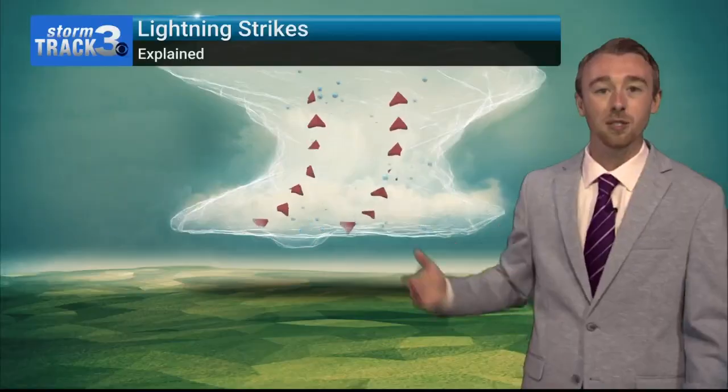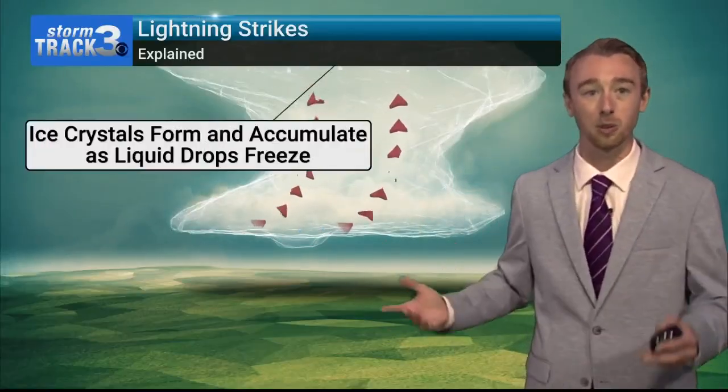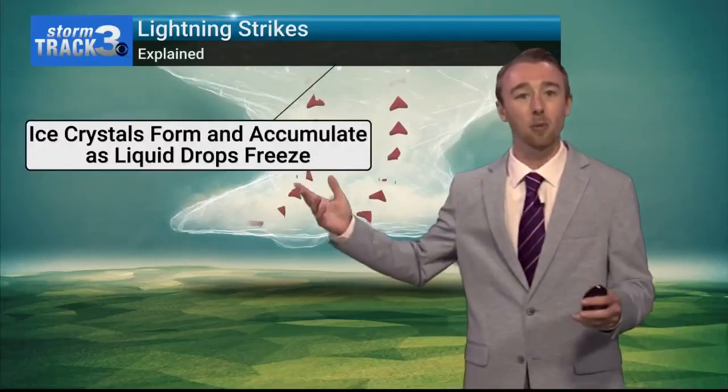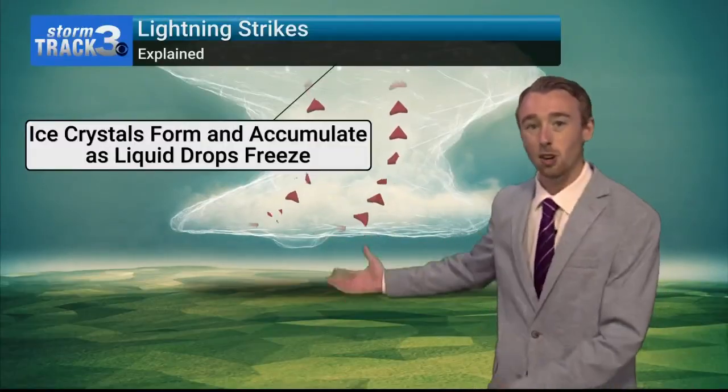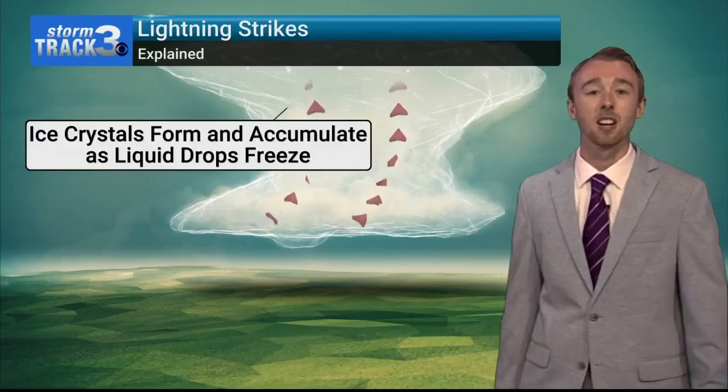So what even is a lightning strike? How does it even form? Well, we have in the upper layers of, say, a cumulonimbus cloud, a storm cloud, those ice crystals forming and accumulating as liquid raindrops are freezing. It's all being pulled up in the updraft of the storm.